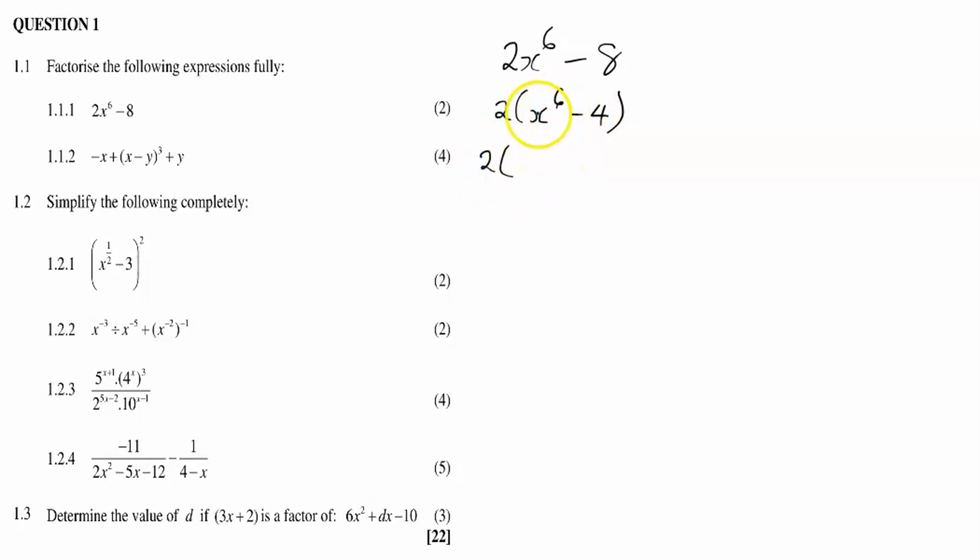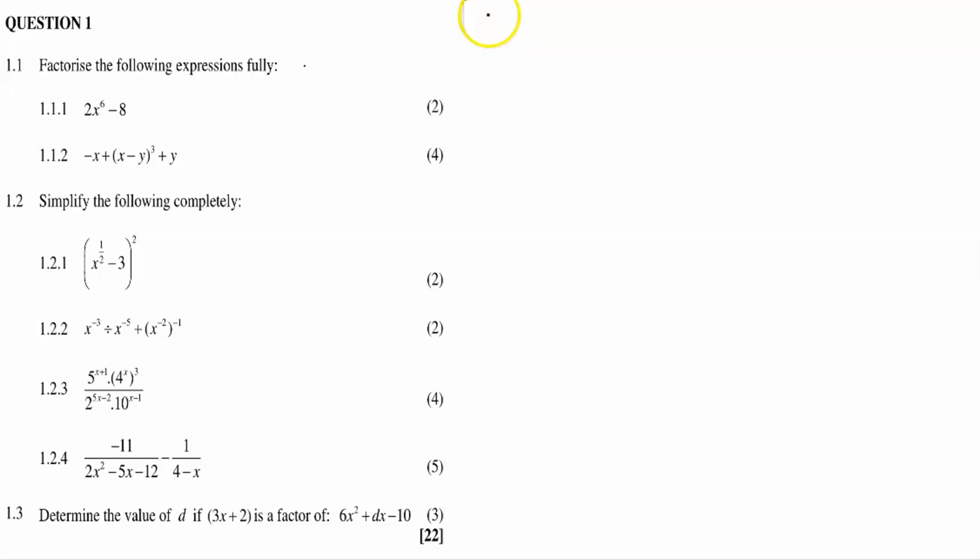And then you look at this, it's now a difference of two squares, so just leave the 2 there. The square root of x to the power 6 is x to the power 3. And then minus 2, the square root of 4, and then it's x power 3 plus 2. And then you are done with that.